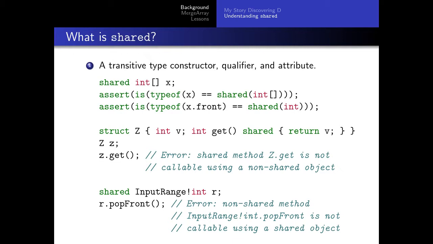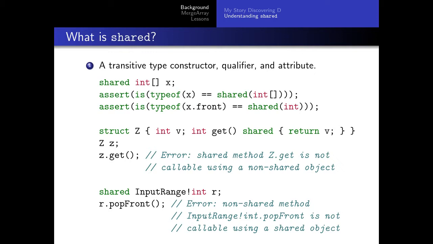So let's go over some of the properties of what shared really is. At its base, it's a transitive type constructor, qualifier, and/or attribute. So if you have a shared array of integers x, its type is going to be shared(int[]) of x. And you can tell that it's transitive because if you take the front of x, then that is a shared int and not just an int.